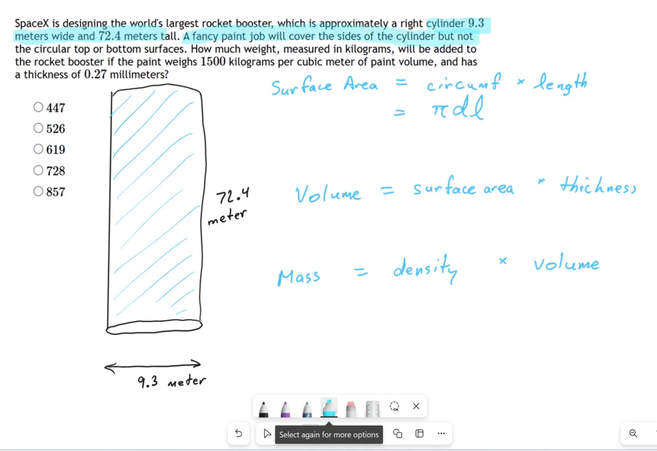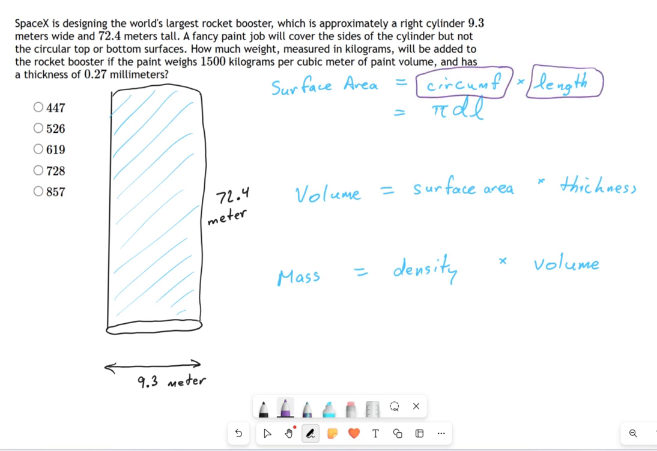And it's getting painted on the sides, not the top, not the bottom, just the sides of the cylinder. Okay, so I've got an equation here that tells you how to find the surface area of a cylinder, the curvy part of the cylinder, not the flat top and bottom parts. And what you do is you take the circumference and then you multiply it by the length.